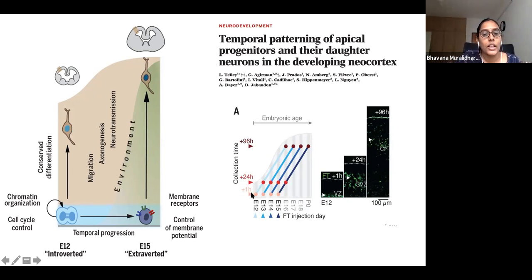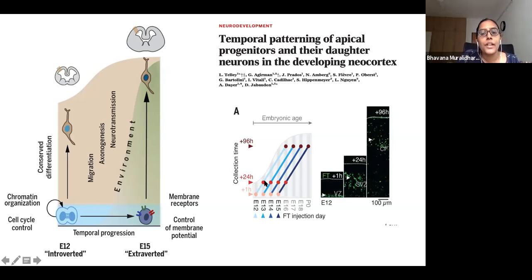They would give the FT injection, wait for an hour, and harvest those cells. So basically now all those progenitors which divided in that 1 hour time point will all be labeled. And as you can see here, if you give FT at 1 hour, you would very nicely see the ventricular zone being lit up, which means the apical progenitors are lit up.